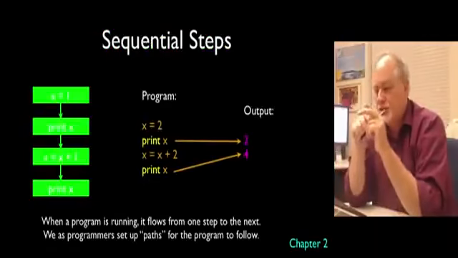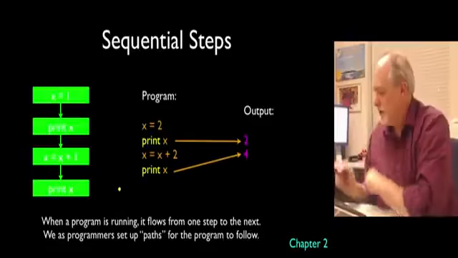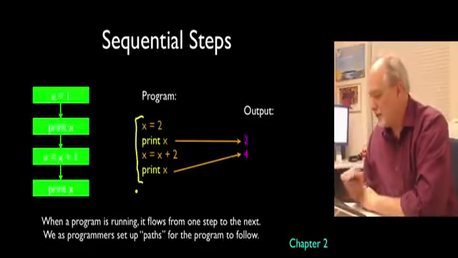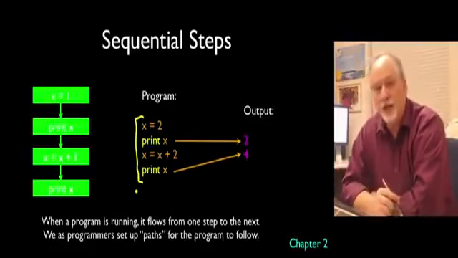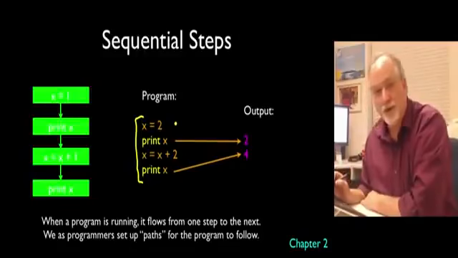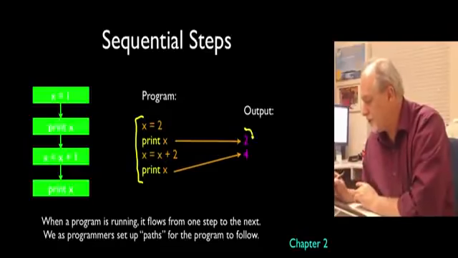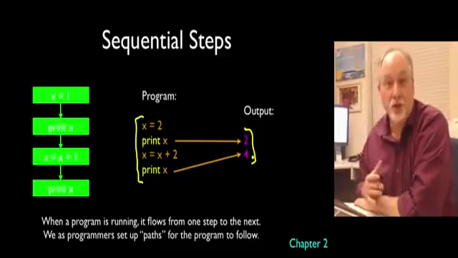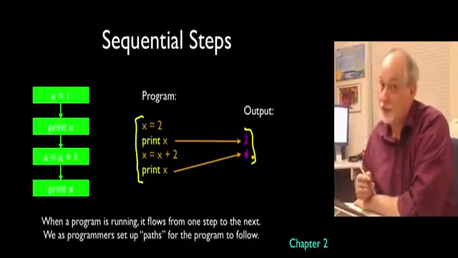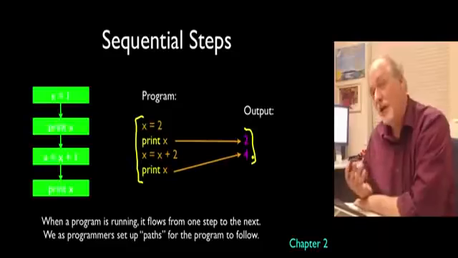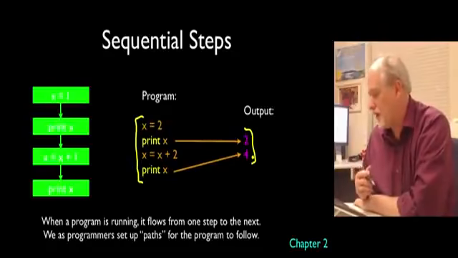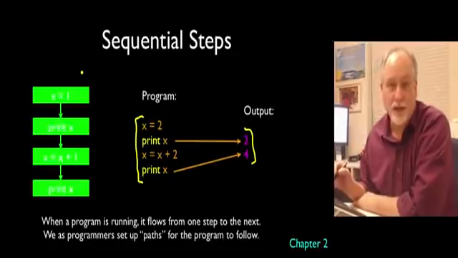So here's some pictures. And here's 4 lines of Python, a little simple paragraph. It's got a sentence that says x equals 2, print x, equals x plus 2, which says go grab the old value of x, add 2 to it, stick it back in x, and print x. So the output of this program is 2, then 4. Because x was 2, we printed it, then we added 2 to it, and then we printed it again, so it was 4.